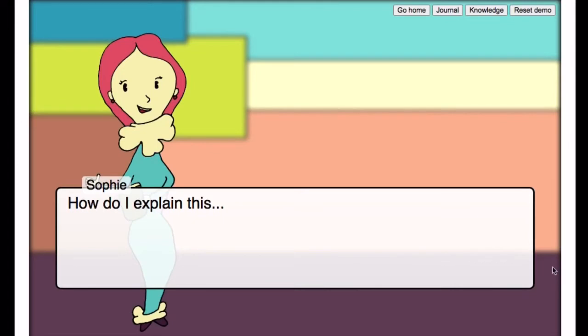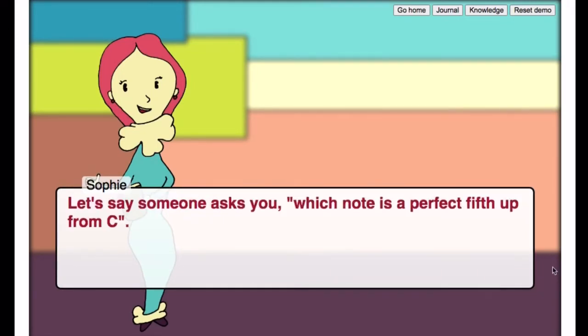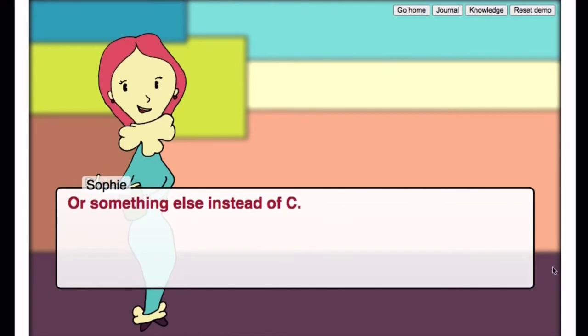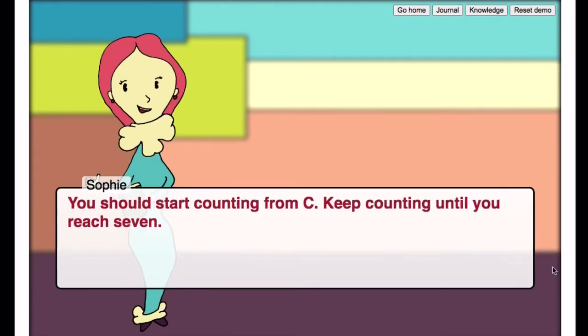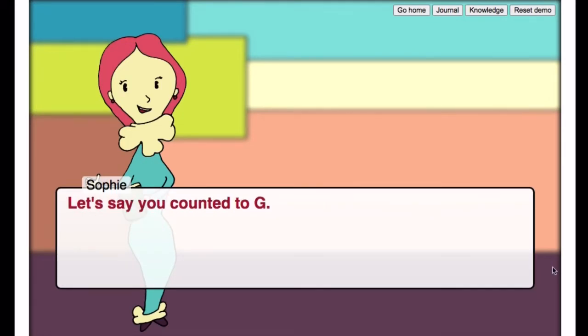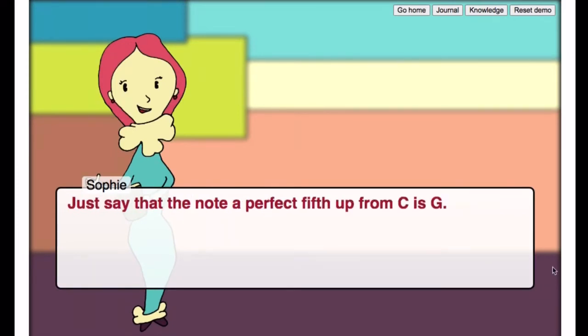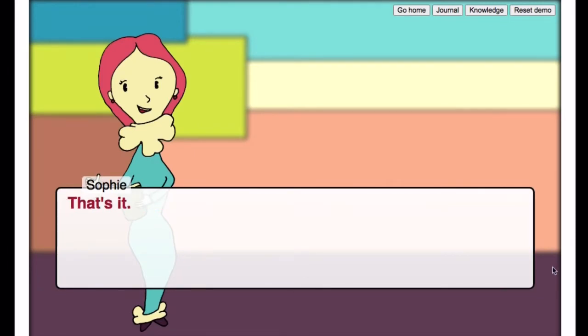How do I explain it? Let's say someone asks you, which note is a perfect fifth up from C? Or something else instead of C. You should start counting from C. Keep counting until you reach 7. Let's say you counted to G. Just say that the note a perfect fifth up from C is G. That's it.